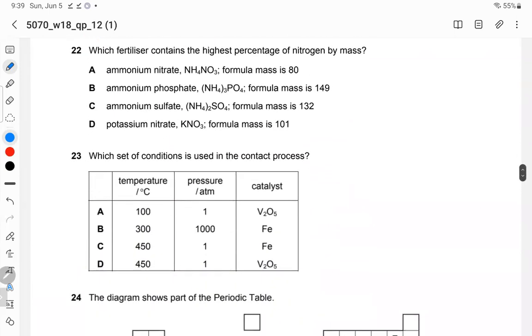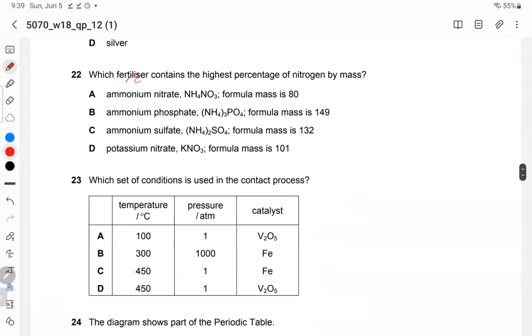Now question number 22. Which fertilizer contains the highest percentage of nitrogen by mass? So see over here. How many nitrogens over here? 2, which makes it 2 times 14 over 80 into 100. Here we have 3 nitrogens, so 3 times 14 over 149 times 100. So obviously I will get a greater answer in A as compared to B. So B goes wrong. You can calculate easily.